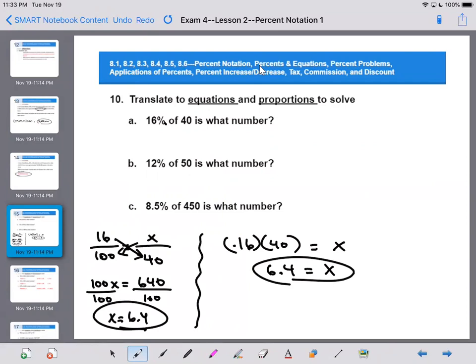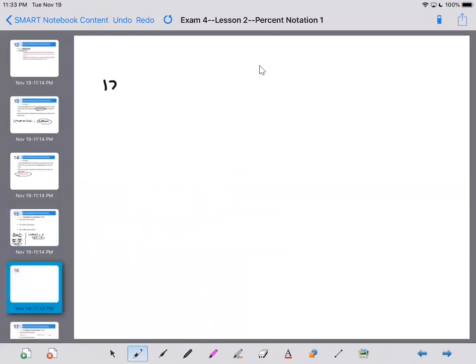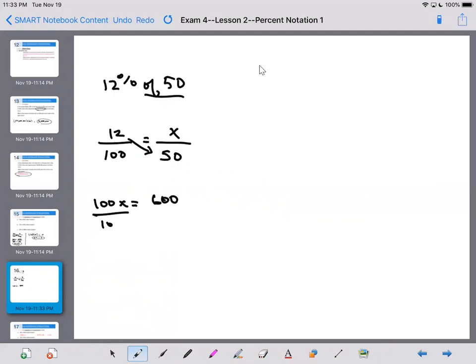So let's look at 12% of 50. 12% as a fraction would be 12 divided by 100, and the total is going to be 50. You're trying to figure out what number out of 50 is 12%. Again, you can do cross products: 100x equals 12 multiplied by 50, and you would get 600. Divide both sides by 100, and x is equal to 6.